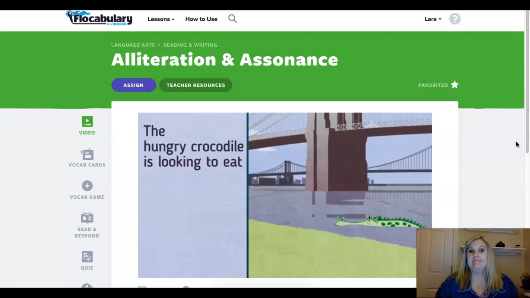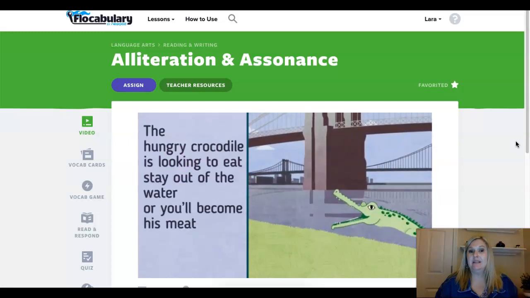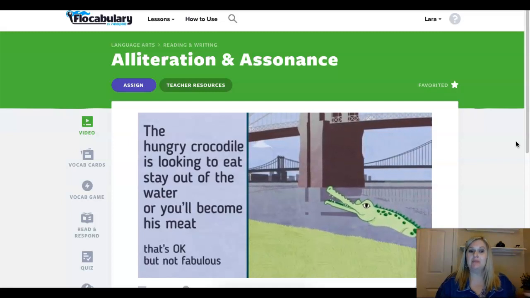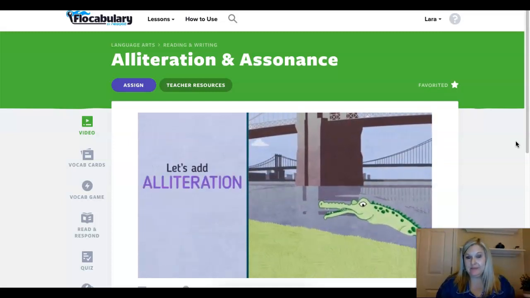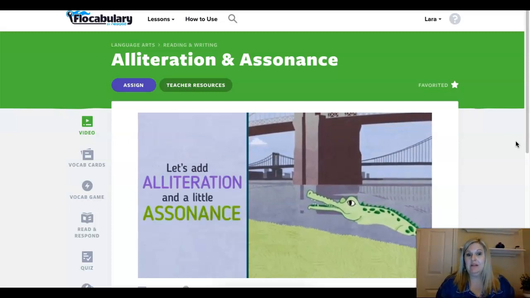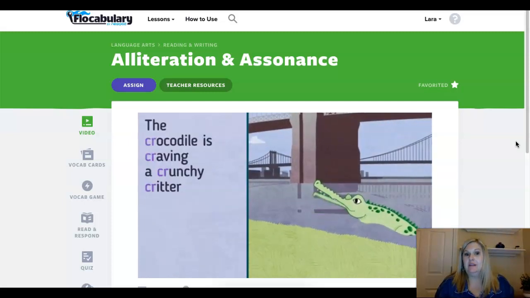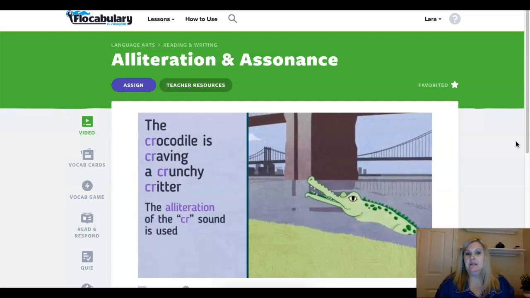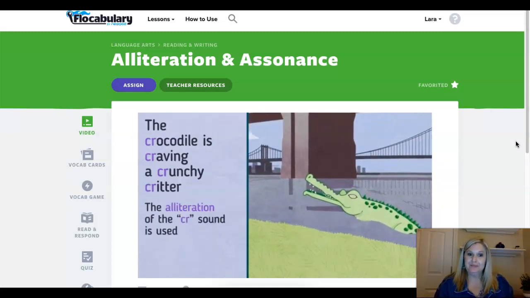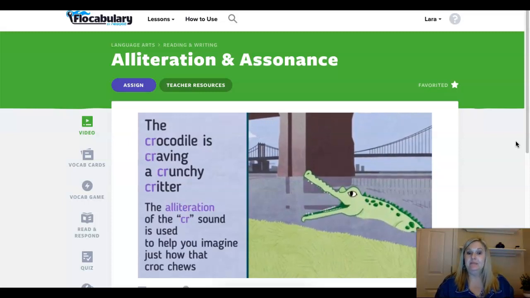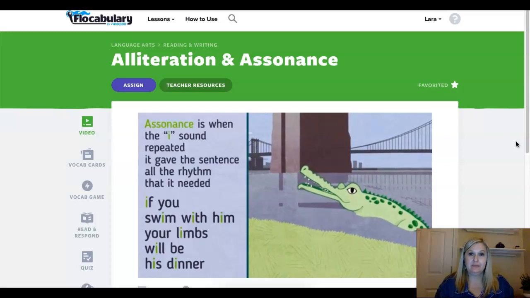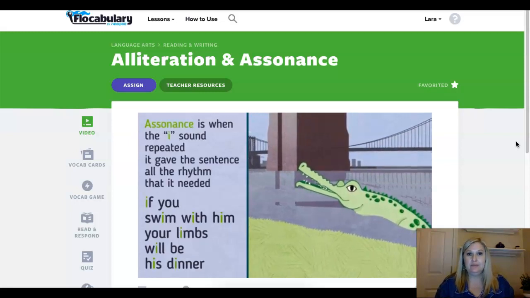The hungry crocodile is looking to eat. Stay out of the water or you'll become his meat. That's okay, but not fabulous. Let's add alliteration and a little assonance. The crocodile is craving a crunchy critter. If you swim with him, your lips will be his dinner. The alliteration of the CR sound is used to help you imagine just how that croc chews. Assonance is when the I sound is repeated. It gave the sentence all the rhythm that it needed.